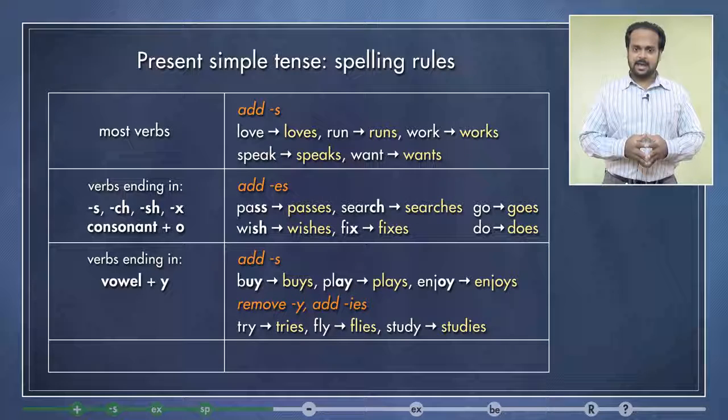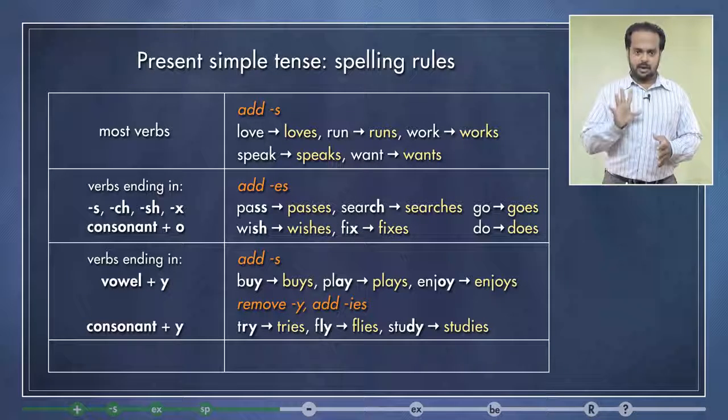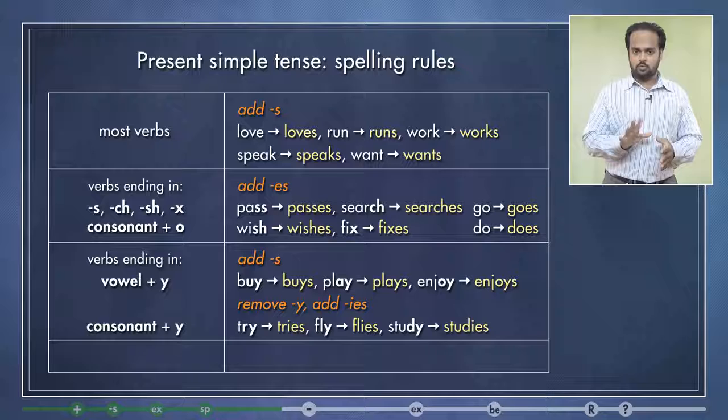Here, you see that they end in a consonant like R, L, or D plus Y. Any letter that's not a vowel is a consonant. In English, there are 26 letters, 5 vowels, A, E, I, O, U, and 21 consonants.